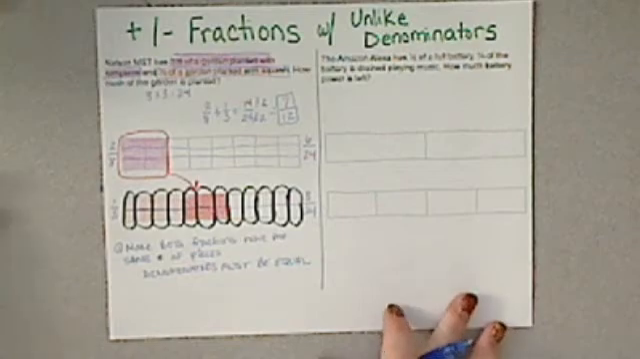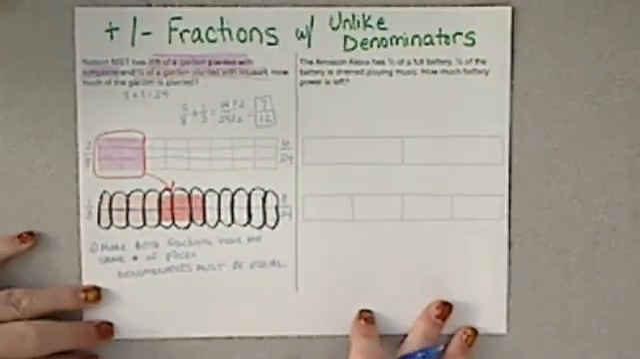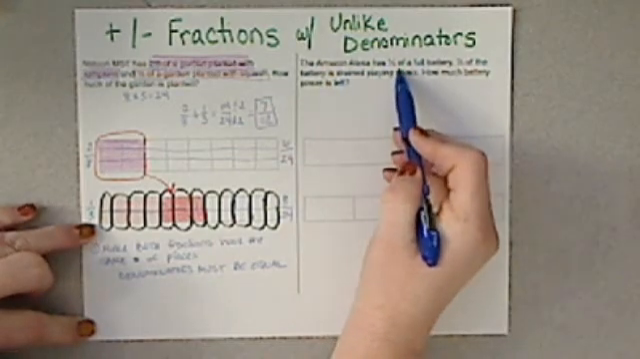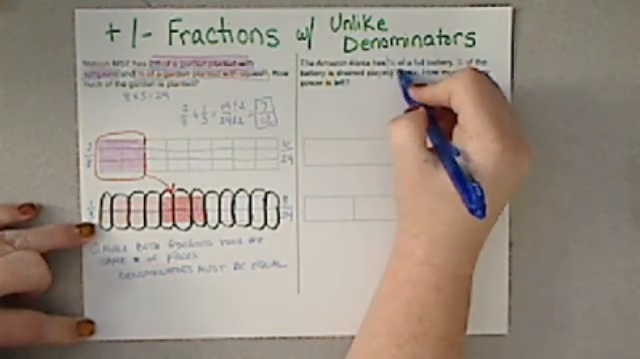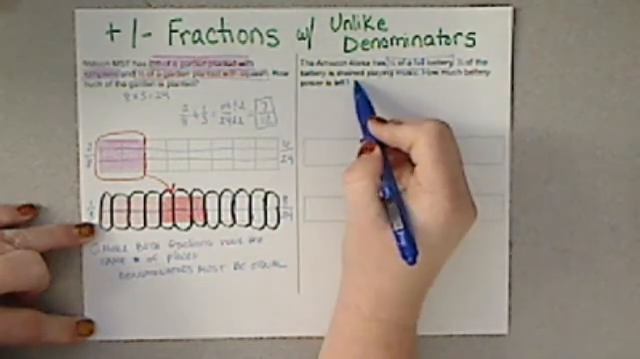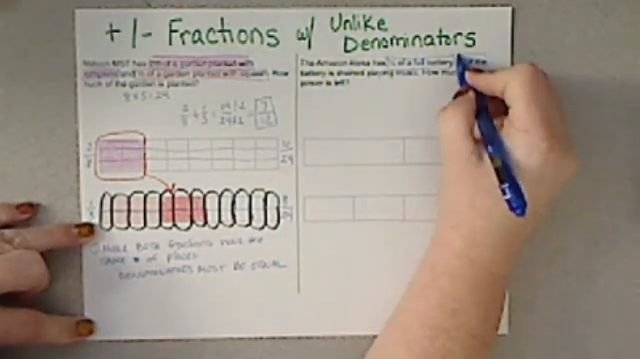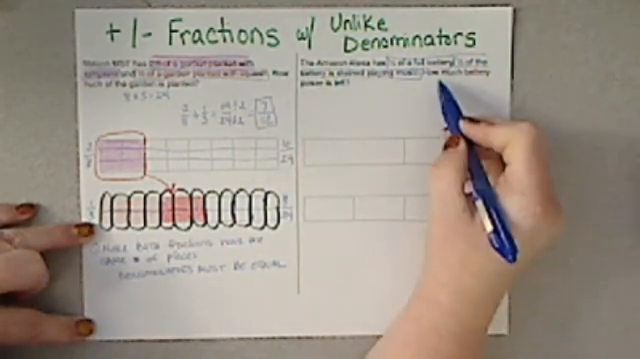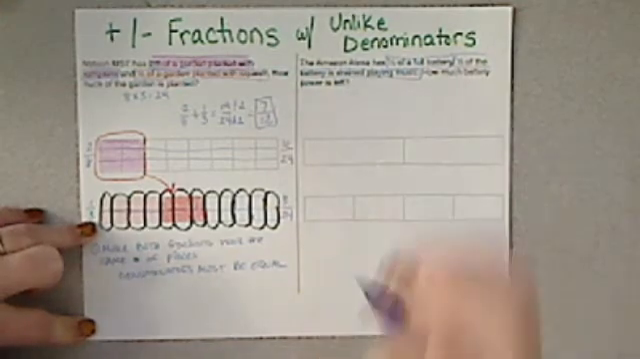All right. Let's take a look at the next question. The Amazon Alexa has 1/2 of a full battery. 1/4 of the battery is drained playing music. How much battery power is left?